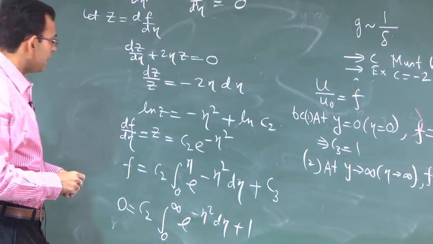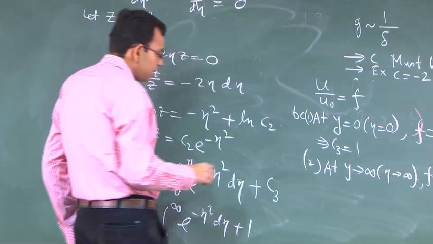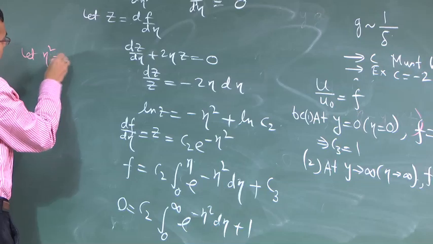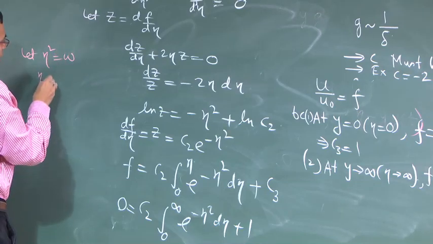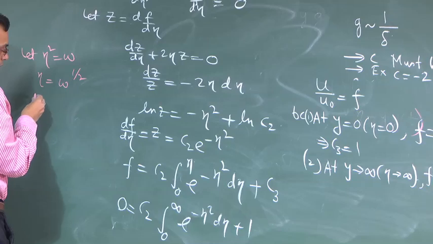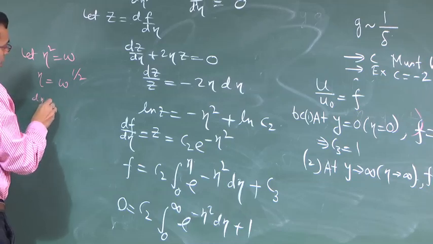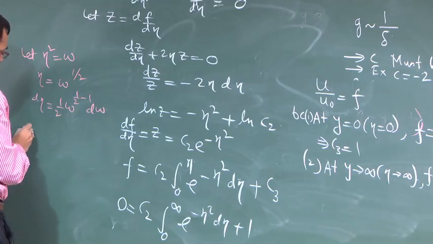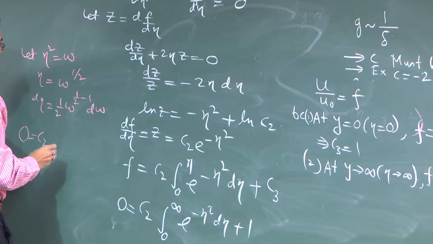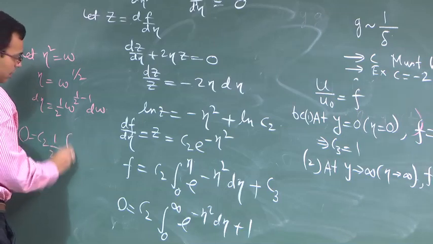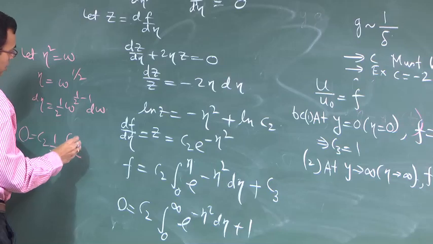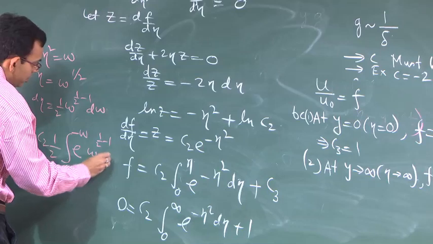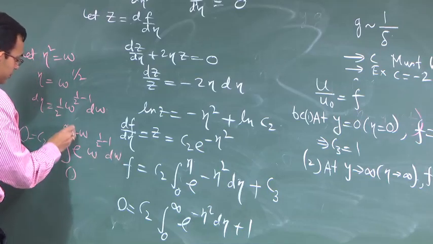So, now you can substitute, let eta square is equal to some w. So, eta is equal to w to the power half. So, d eta is half w to the power half minus 1 dw. So, the integral will be C2 half integral e to the power minus w, w to the power half minus 1 dw, again 0 to infinity.